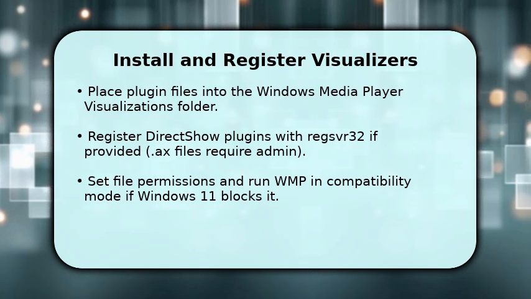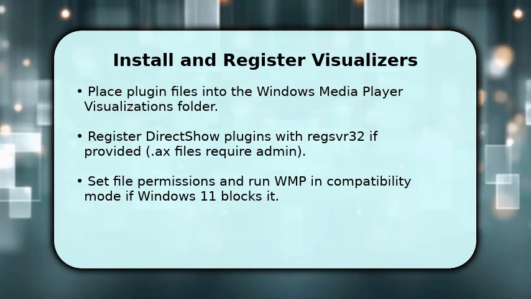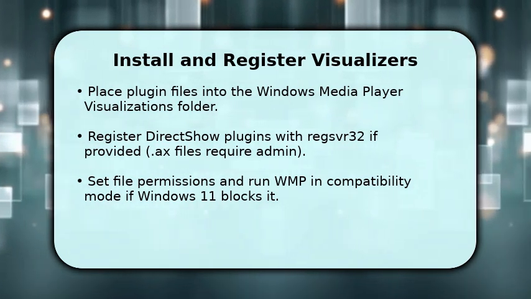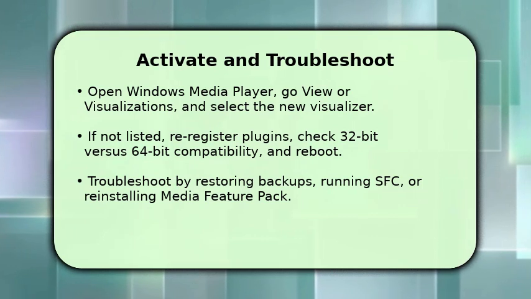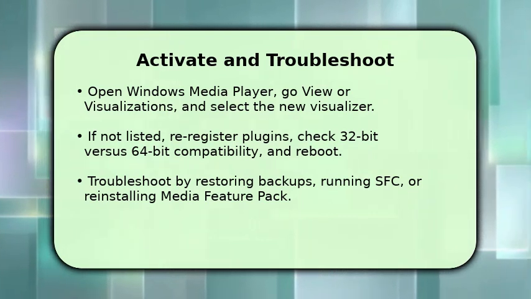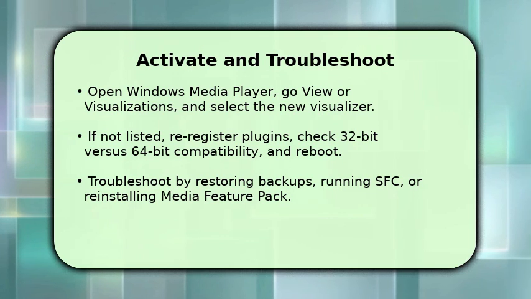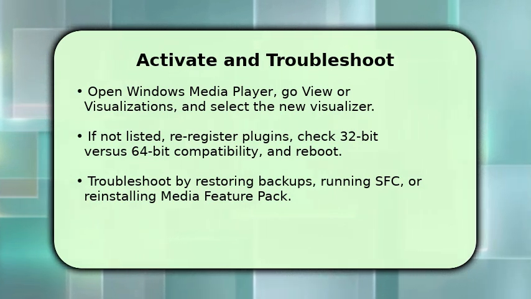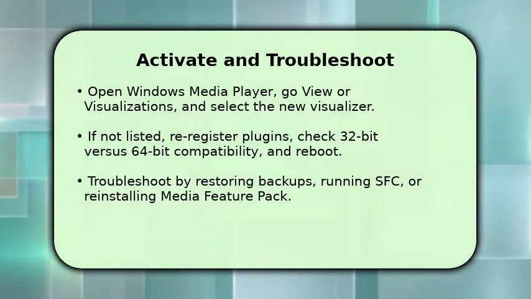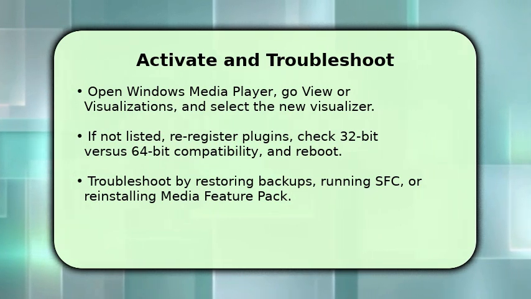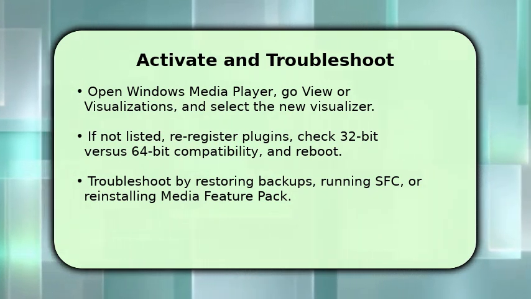Finally, open Windows Media Player, play audio, and open the Visualizations menu to pick your newly installed plugin. You should see it immediately if registration and placement were correct. If it doesn't appear, verify whether you installed a 32-bit versus 64-bit build mismatch and re-register the plugin, then reboot.